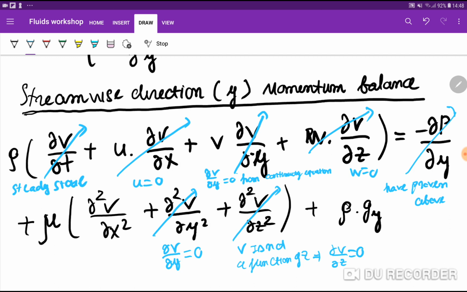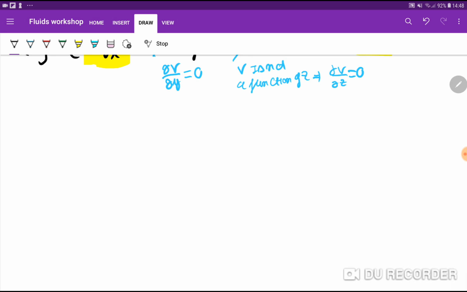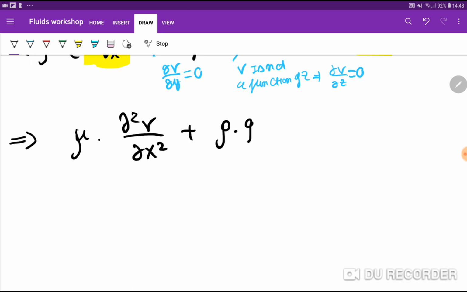So what term is left? You have this term left, and this term left. So what you get is mu times partial squared v over partial x squared plus rho times g y equals 0.